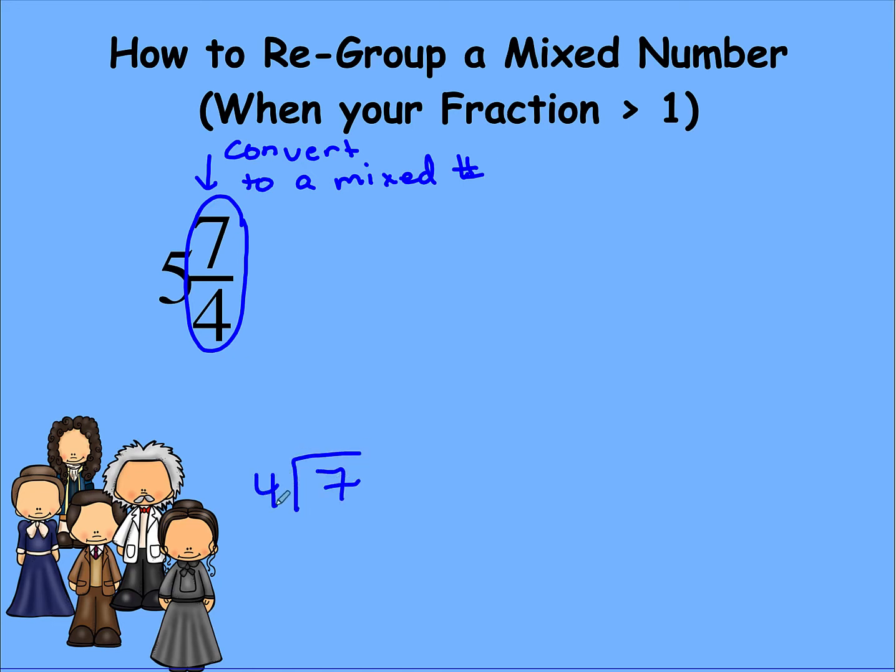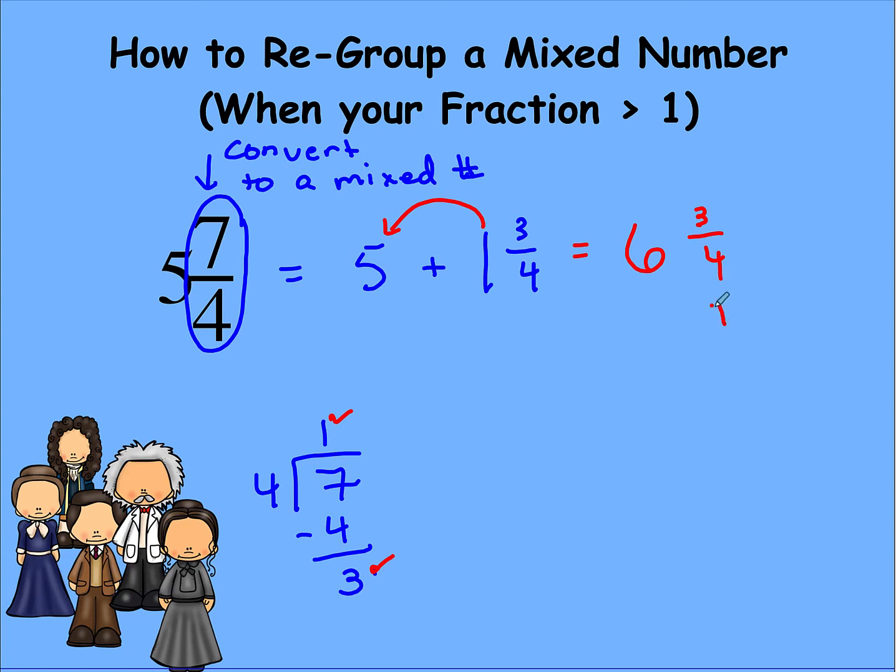So 4 goes into 7 once. It leaves me a remainder of 3. So that means I have 5 and 1 and 3 fourths. I got the 3 from the remainder, and the 1 is the whole number. So that's what I have. And now I'm going to add that new whole number to my original whole number, 5, and just check to make sure is 3/4 simplified.